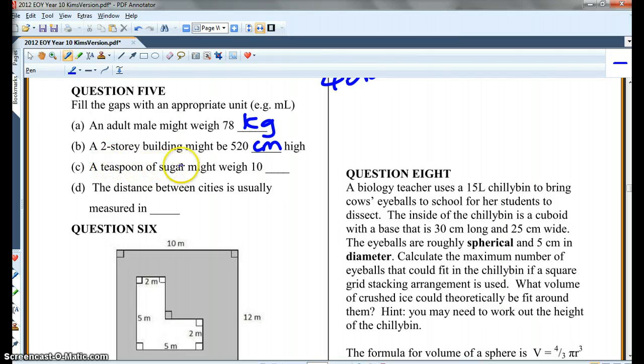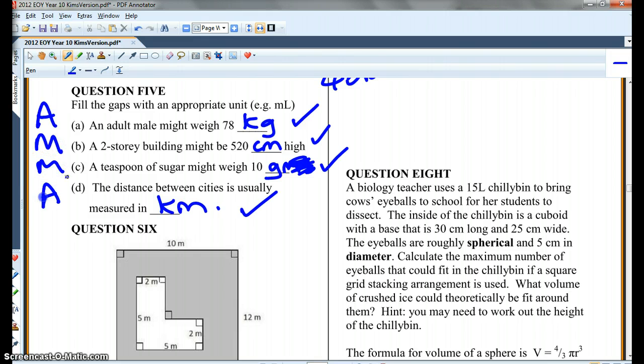A teaspoon of sugar weighs 100 grams. The distance between cities is usually measured in kilometres. This is general knowledge, guys. It really is. So 5A kilograms, 5B is centimetres. That was actually merit. 5C is grams. And they've only put G as opposed to GMS. So maybe G is more correct. And then the distance there. So that was achieved. Merit, achieved.